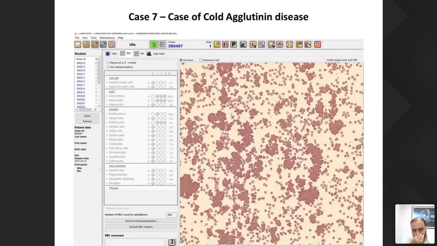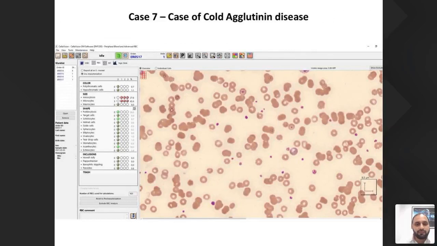Now, this is a case of cold agglutinin disease. What we see here is lots of RBC agglutination. This is not a badly prepared slide. This is RBC agglutination. What we do is we put the sample into an incubator at 37 degrees centigrade. Sorry. And we get this picture afterwards. Still some agglutination remains.